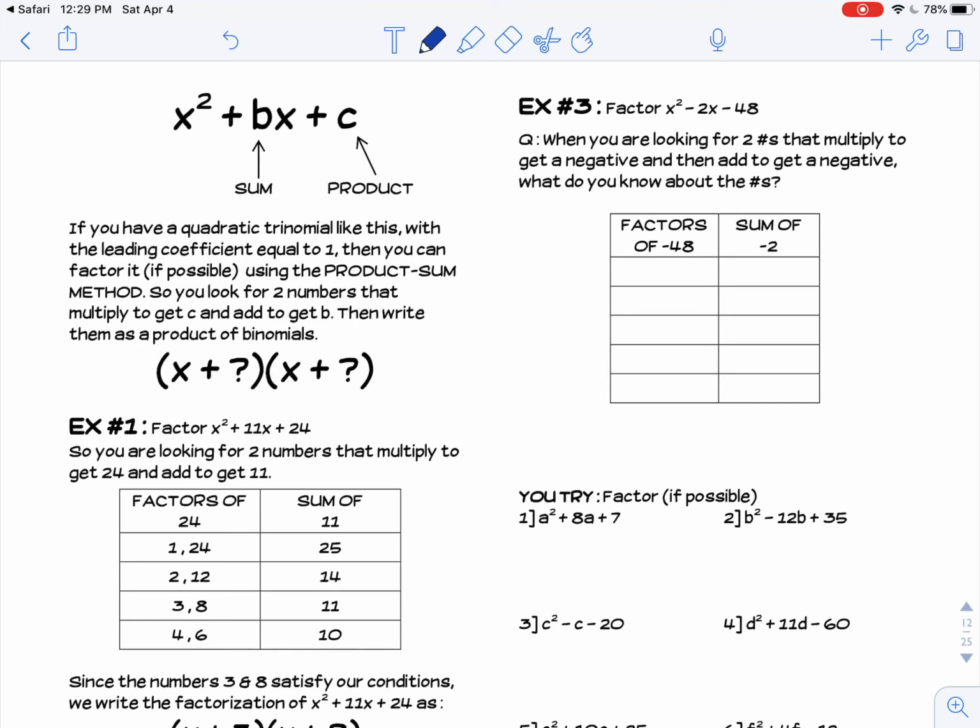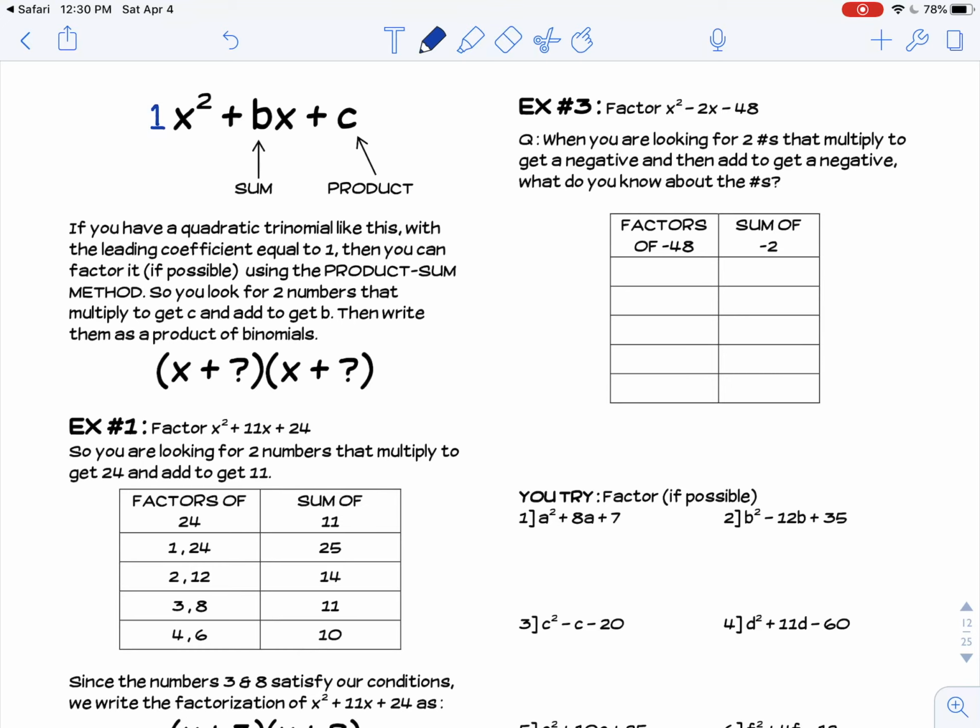So if we have a quadratic trinomial like this, with a leading coefficient equal to 1, so we have x squared plus bx plus c. Leading coefficient of 1, that means there's that invisible 1 right here. Then you can factor if possible using the product sum method. I'll go over in the future what it means if possible.